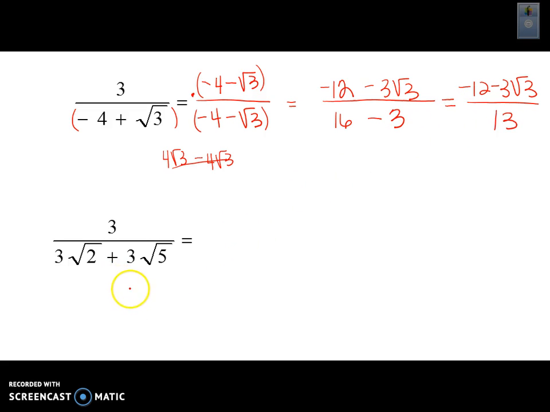So I'm going to give you just a minute. I would like for you to practice with this one. Remember, only change the sign in the middle to multiply by the conjugate.